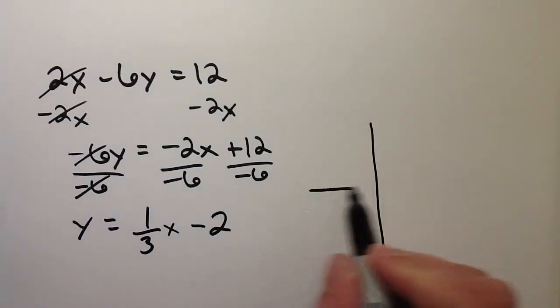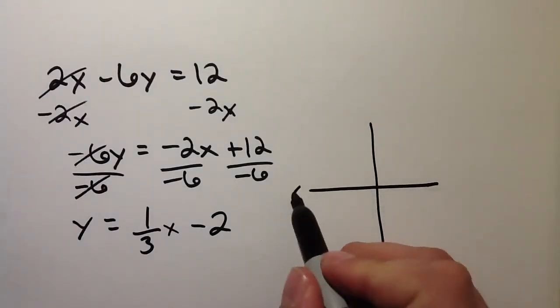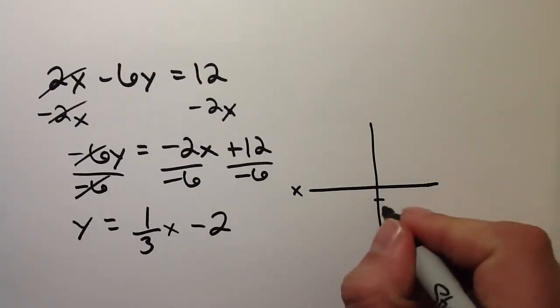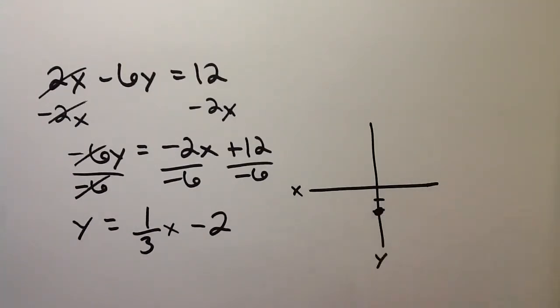So I'm going to draw my x and y axes. Step 2, now I'm going to plot the b. This b is a negative 2. So I plot negative 2 on the y-axis.